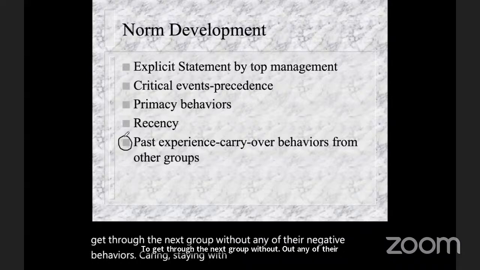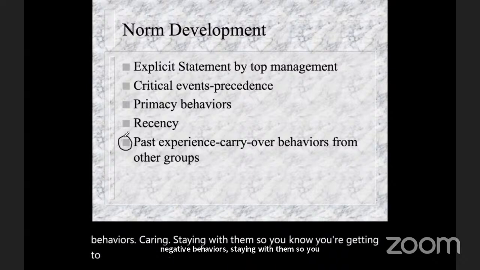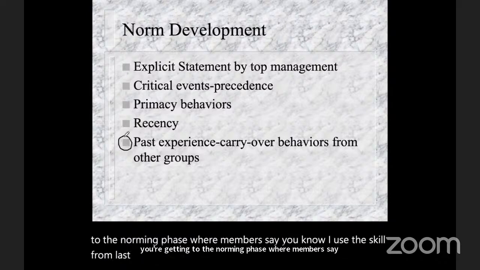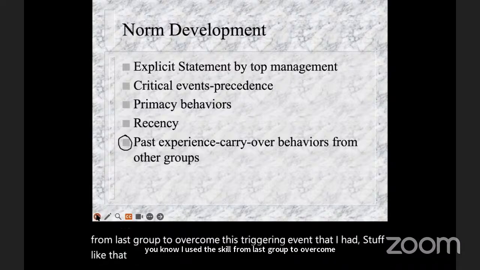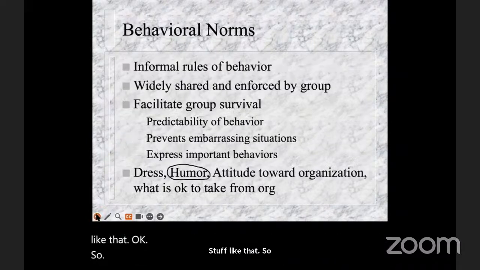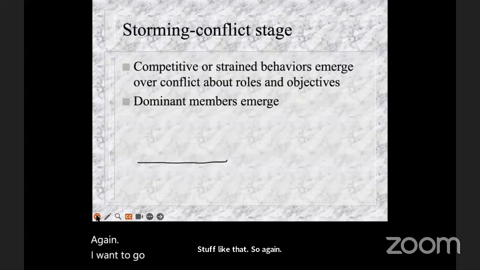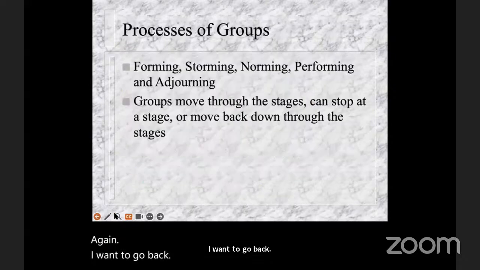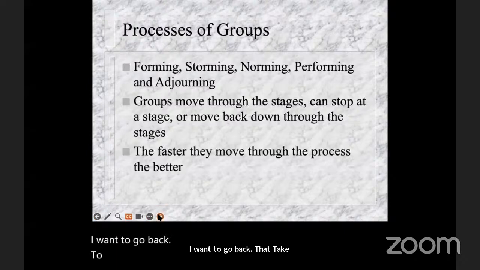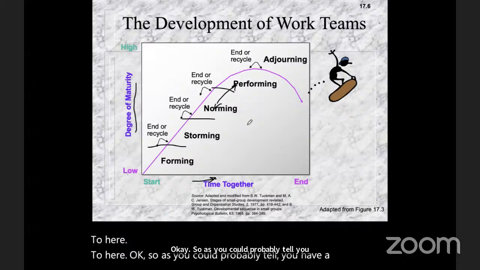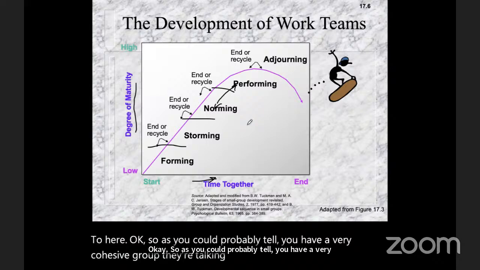So you're getting to the norming phase where members say, I used the skill from last group to overcome this triggering event that I had. Stuff like that. Okay. So again, I want to go back to here. Okay. So as you could probably tell, you have a very cohesive group. They're talking about each other's behaviors and their own.